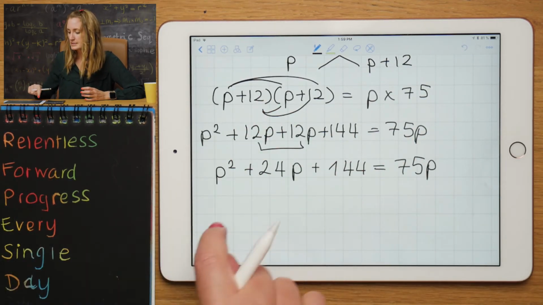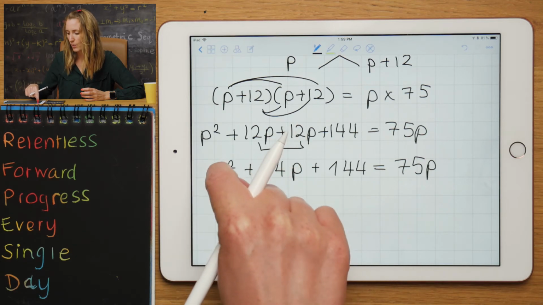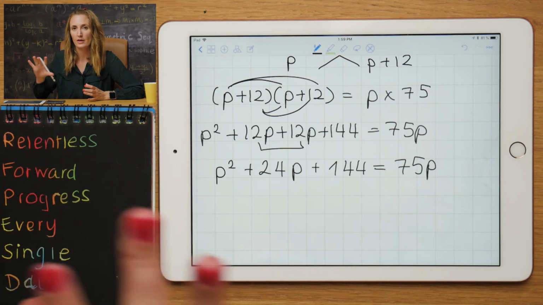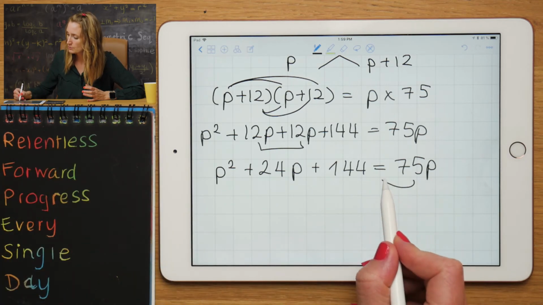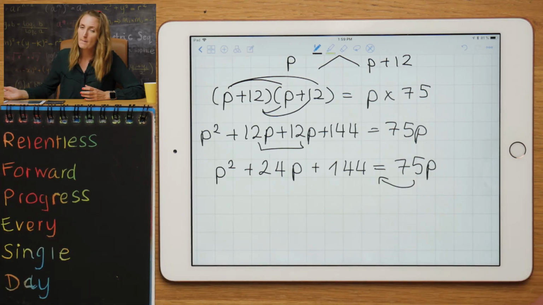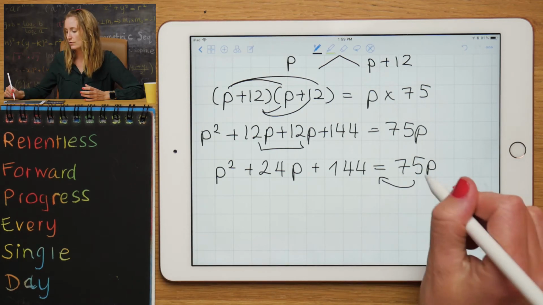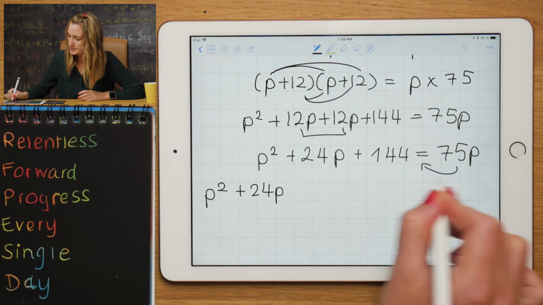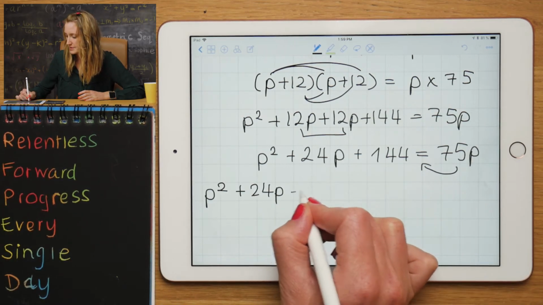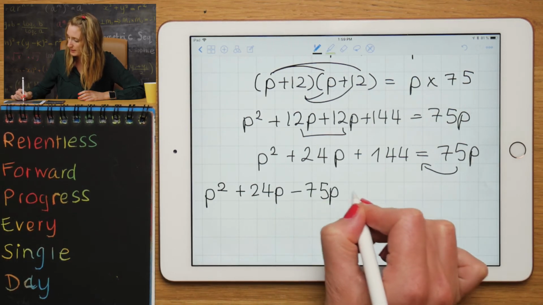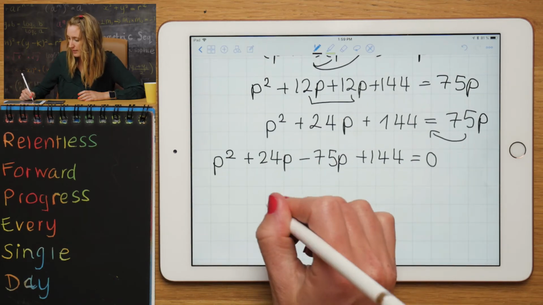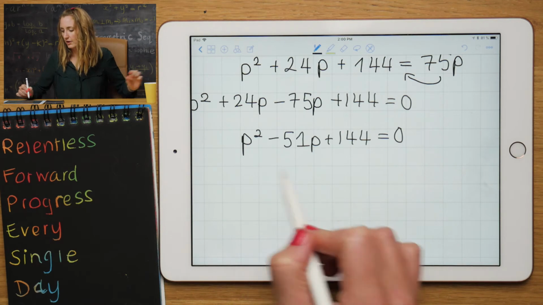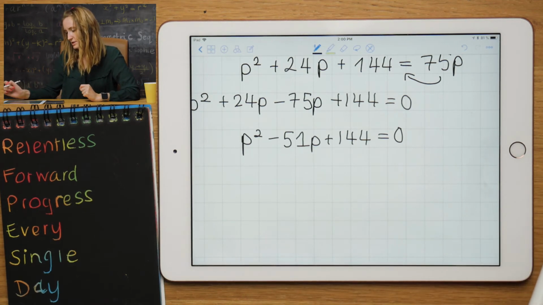So whenever you can see that your highest term is p squared, you want to bring everything to one side and leave nothing on the other side. So I want to move this 75p back to the left-hand side, so the right-hand side is empty or with 0. I'm going to slot it in here so my like terms are together. So that would be minus 75p. And then simplify that down. Now I've been left with a rather unpleasant quadratic equation.